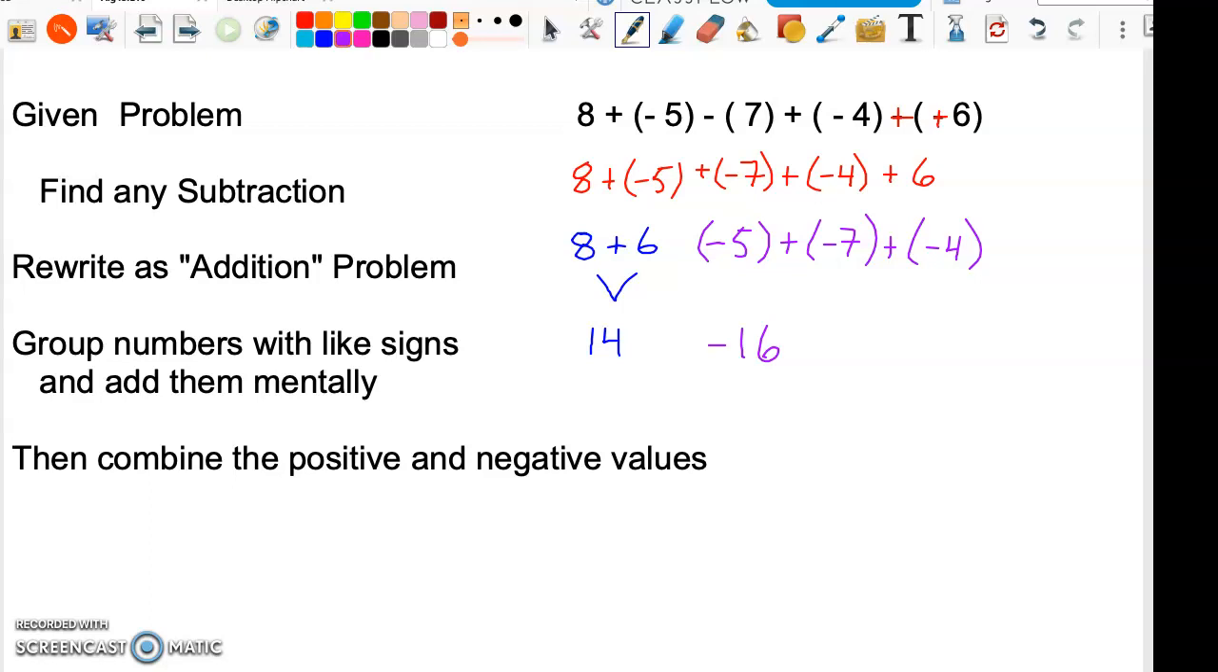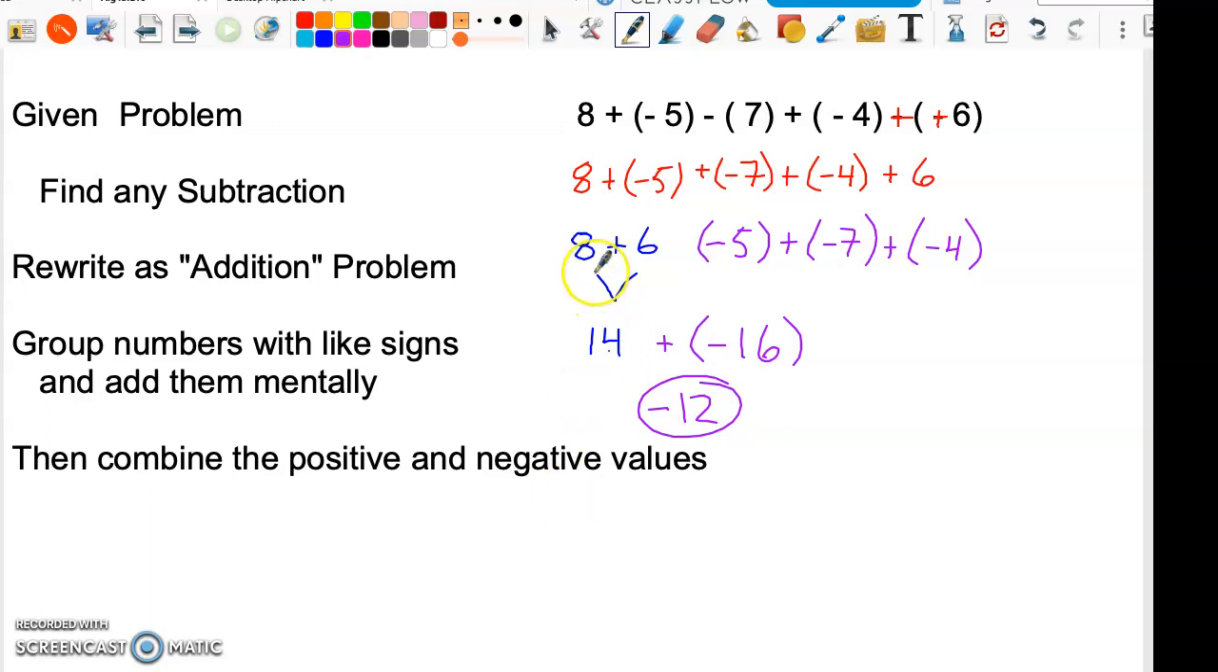I'm going to do one final subtraction between these two numbers. Notice I'm just adding negative 16 and 14. 16 is the bigger value, so my answer is going to be negative. And then I'm going to do 16 minus 14, which is 12. So that would be my answer.